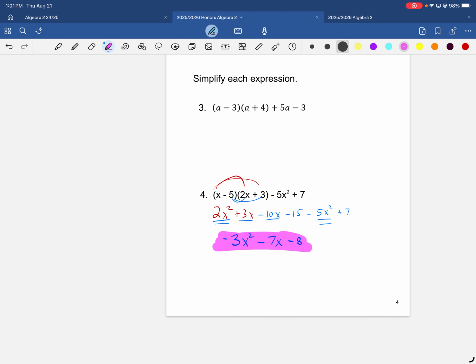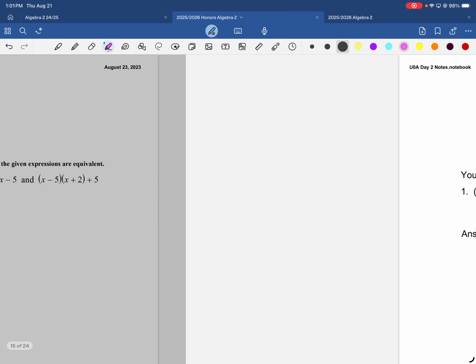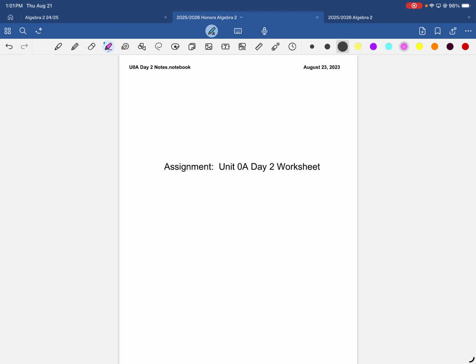Do I need to do any more of these examples? We're okay with simplifying and using the distributive property and doing all of this, right? Yeah. All right.